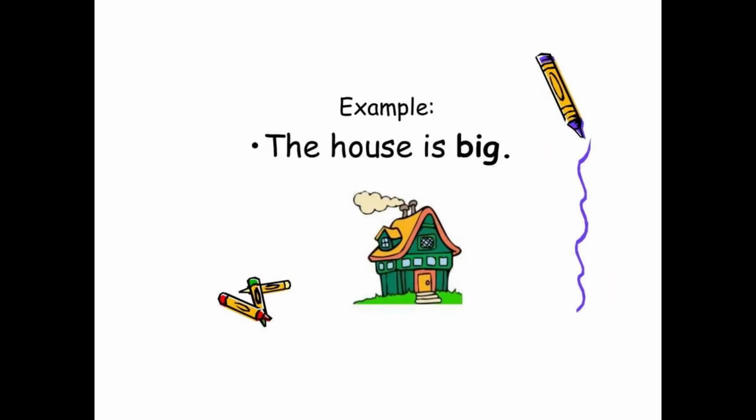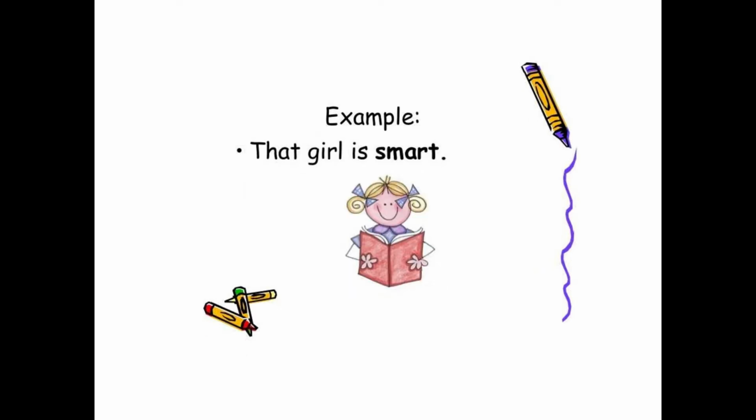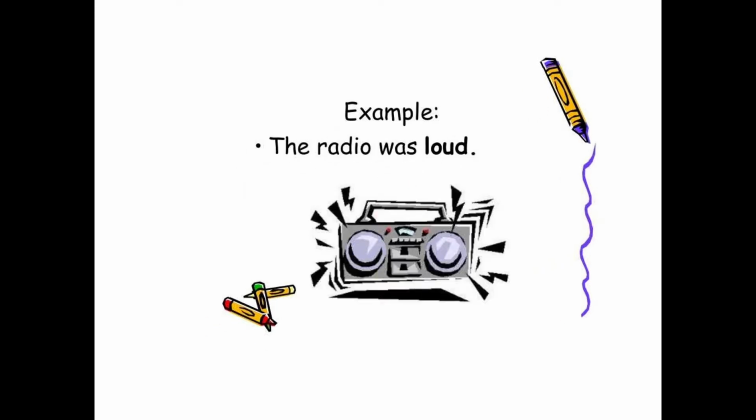Let's take an example here, like the house is big, or the boy is fast on his bicycle. That girl is smart. The radio was loud. So when we listen to all these sentences, we quickly understand that the words that we used were all in their basic form, or we also call them as in their root forms. So positive degree always uses the words in their root form or the basic form.